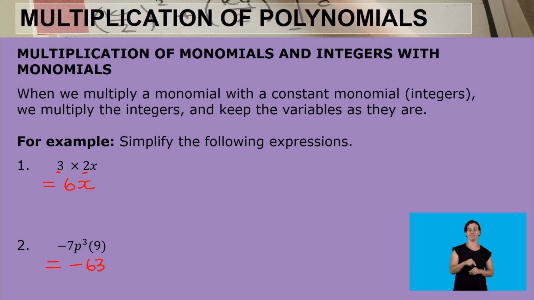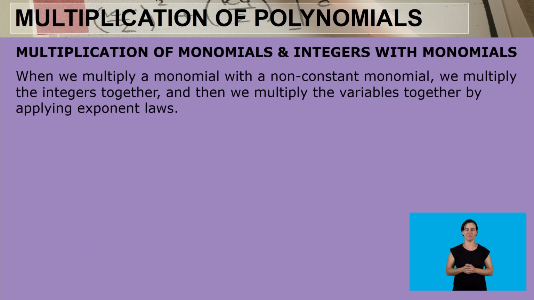We have multiplied negative 7 and 9, and we are going to write the variable as it is because that variable has no other variable to multiply with. Now, let's continue with multiplying those monomials and integers with monomials. But now we are going to look at a non-constant monomial.